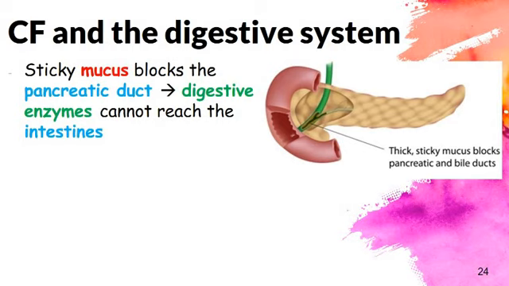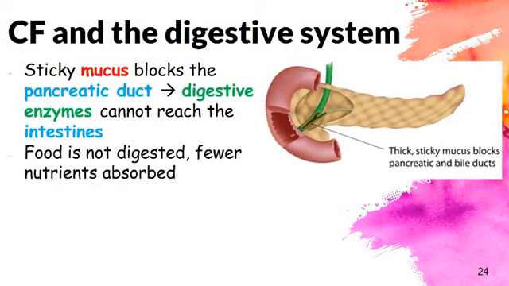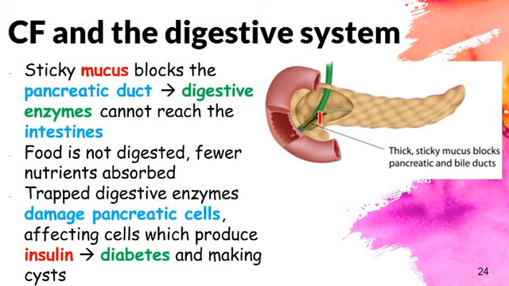Think of what the enzymes might do in your intestines. This means the food is not digested, and if food isn't digested and broken down, you can't absorb it, so fewer nutrients enter your body. But we still have this problem, not just that we're not digesting our food, you have a blockage and that's going to cause a build-up, right? So the trapped digestive enzymes are going to be damaging the cells around the area where they're trapped, and this means that the cells can't produce insulin.